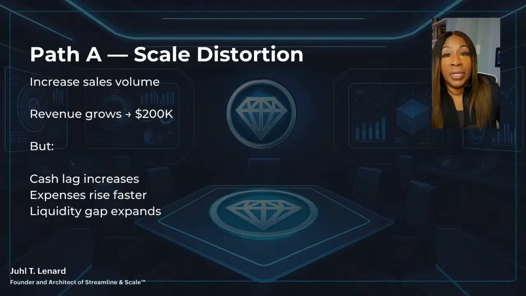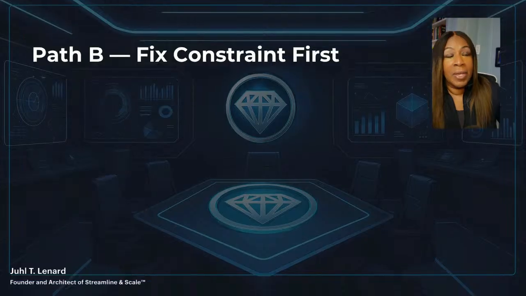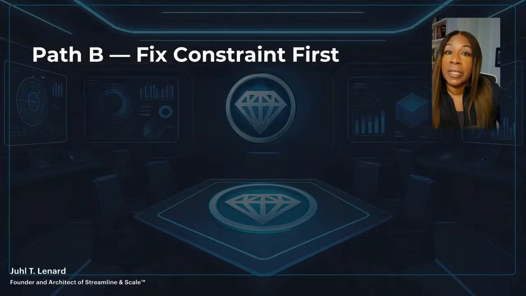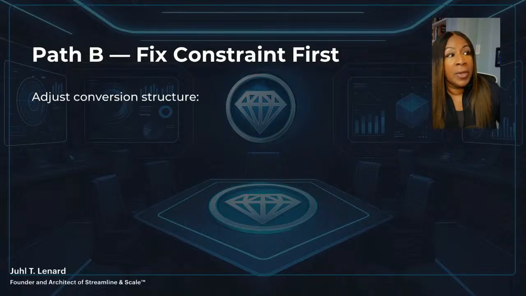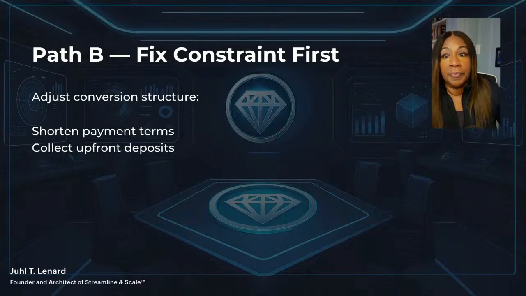And the liquidity gap expands. The second option we have here is path B. And this is where, instead of scaling the distortion, we identify the constraint and we take action to fix the constraint before we scale. Okay? In this case, we adjust the conversion structure with shortened payment terms.